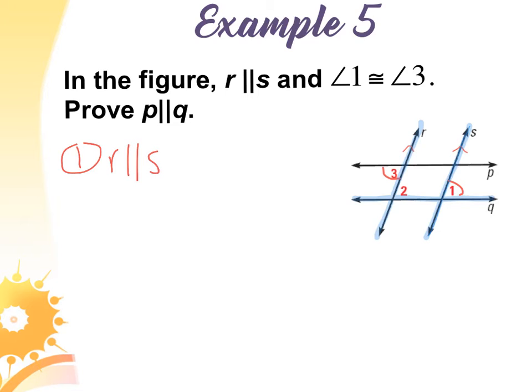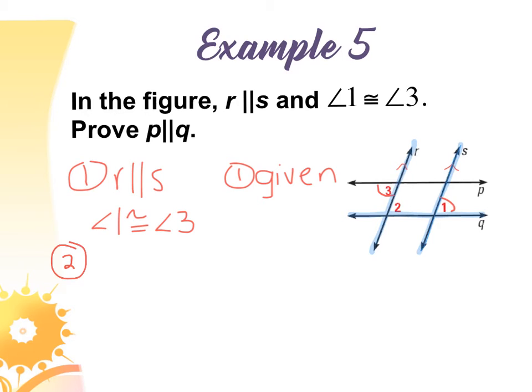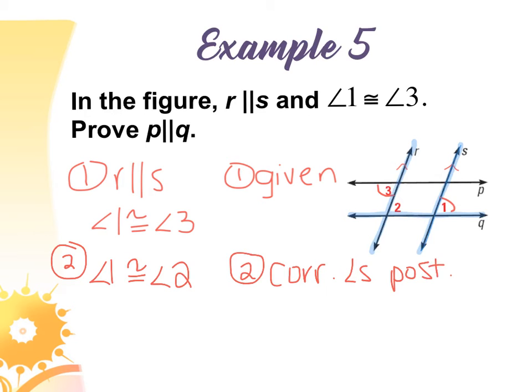All right, so we said obviously we're going to need the given. So R is parallel to S, and angle 1 is congruent to angle 3, and that's given. And then we said that because R is parallel to S, angle 1 is congruent to angle 2, and that's the corresponding angles postulate. So we already knew the lines are parallel. We're stating that the angles are congruent. That's the postulate. And then we said if 1 equals 3 and 1 equals 2, that 3 equals 2.